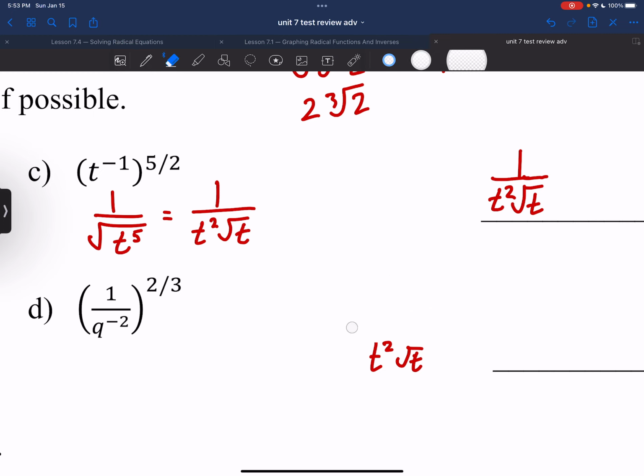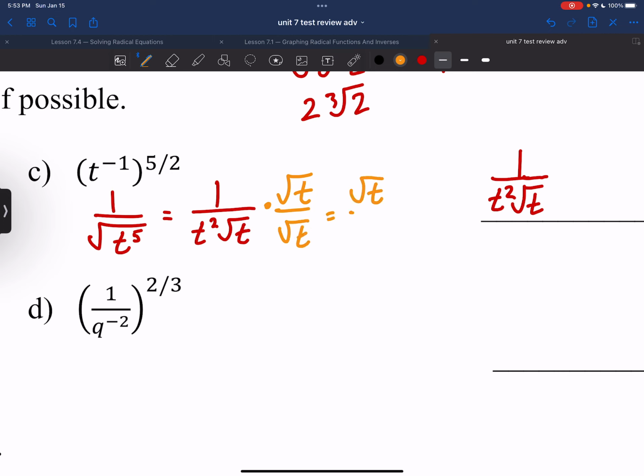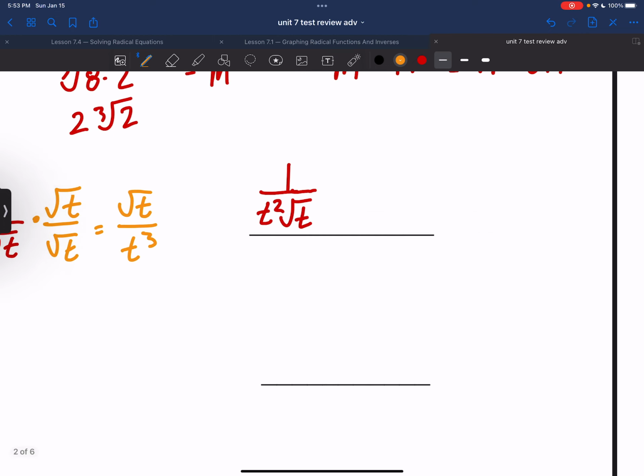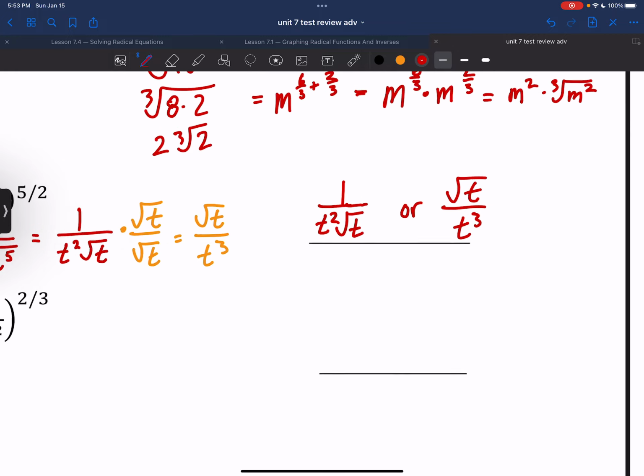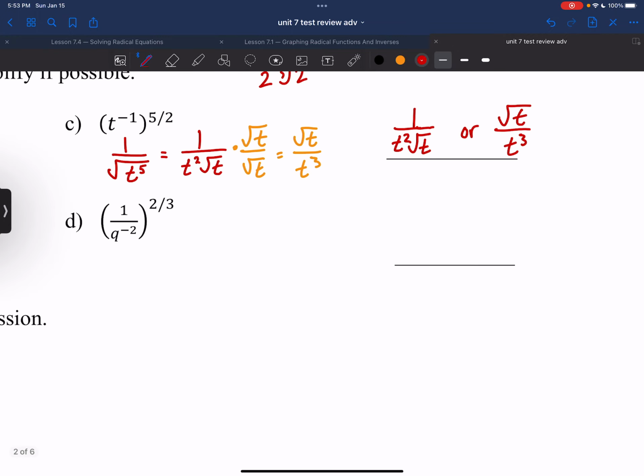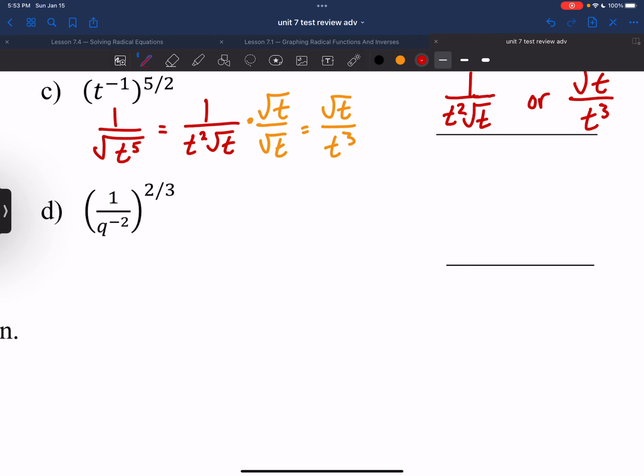Kind of a similar idea to what we were doing up there. Now, if I want to rationalize the denominator, I could do times root t over root t to get root t over t cubed. So I could say that, root t over t cubed, if I rationalize the denominator, okay? Which it's fine if you don't on these problems. I didn't really ask that.